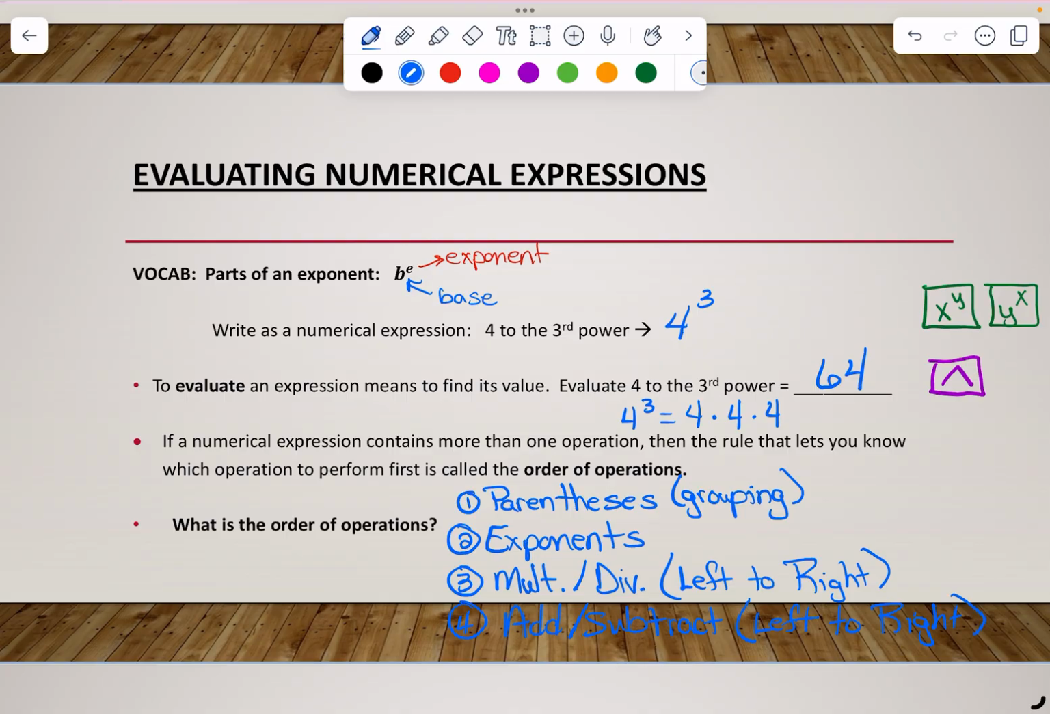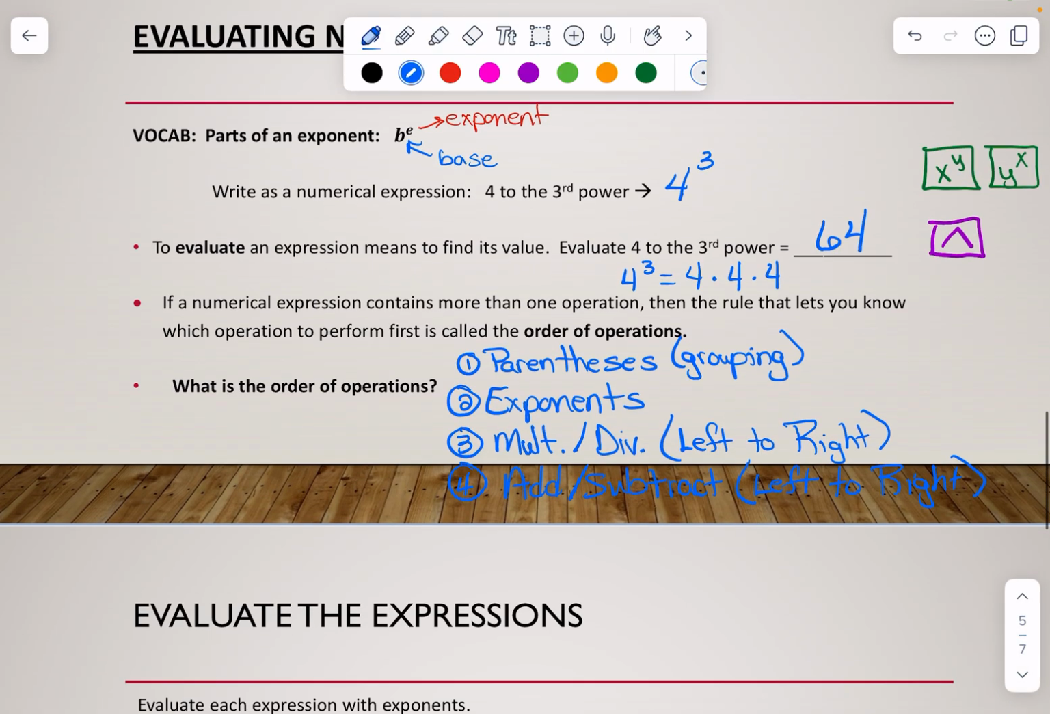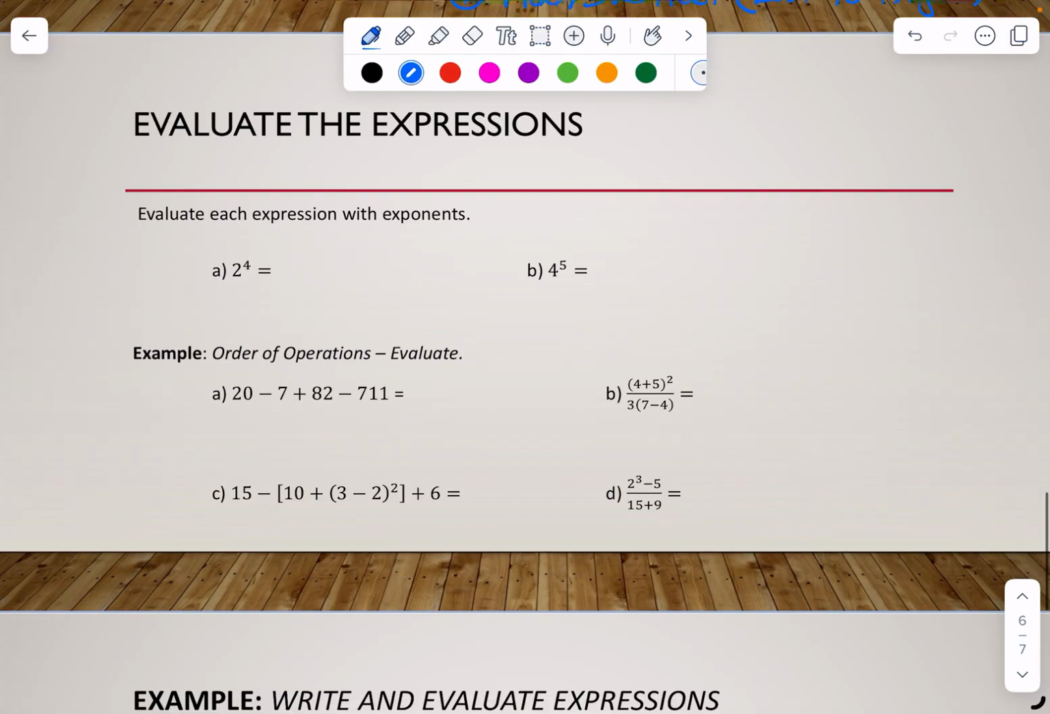Okay, so that's the order that we do problems in. All right, so let's try a few. We're going to start off with just evaluating. So 2 to the 4th, remember that means 2 times 2 times 2 times 2. It means we take the base of 2, multiply it to itself 4 times. So 2 times 2 is 4, times 2 is 8, times 2 is 16.